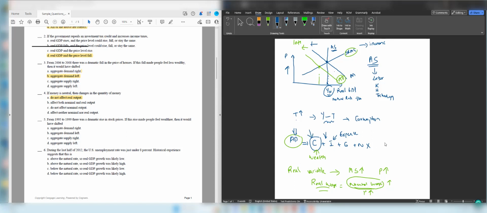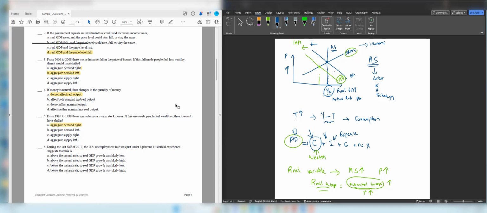Why? Because buying stocks and bonds is considered saving in economics. Therefore, when the stock price rises, consumers feel wealthier, and therefore they will increase their consumption. When they increase their consumption, the aggregate demand curve is going to shift to the right. So this is the right answer.